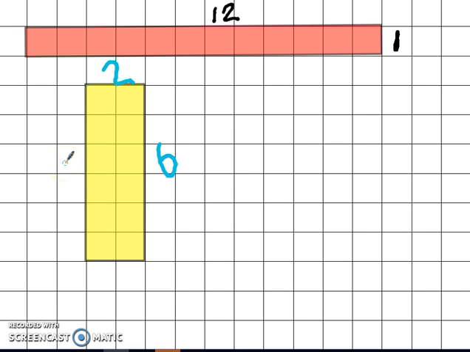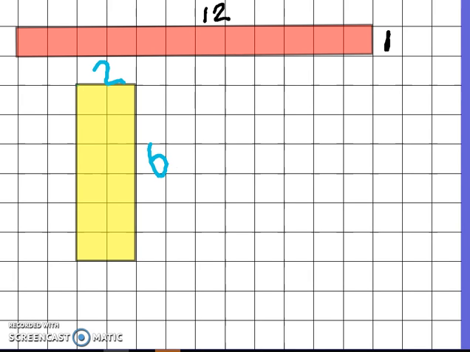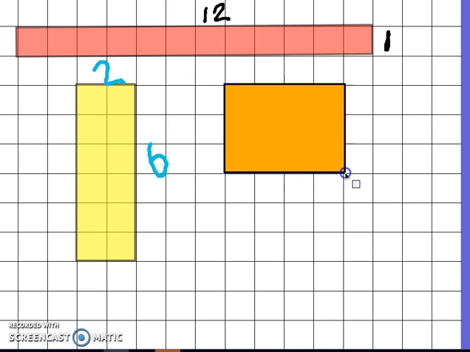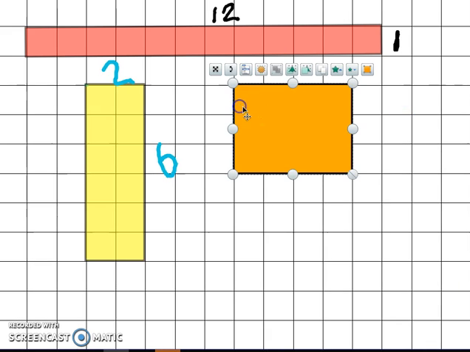Thinking to myself, well, we have 1 group of 12, we have 2 groups of 6. Are there any other numbers that can be multiplied together to get 12? And I can think of one more example that I'd like to show you. Let's make this one an orange one. I know 3 times 4 gets me 12. So 1, 2, 3. 1, 2, 3, 4. So that rectangle, 1, 2, 3, 4, 5, 6, 7, 8, 9, 10, 11, 12.